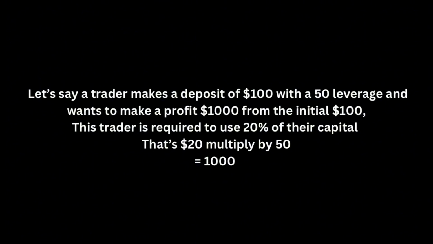Okay, now to get this calculation, that means the trader will multiply $20, which is that 20% of the capital, times 50 to get $1,000. Okay, so all the trader needs to do is take that 20%, which is $20, and multiply it by your leverage, which will give you $1,000. It's just simple math. Get 20% of what you want to use and multiply it by the leverage.